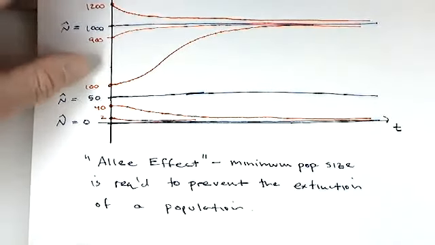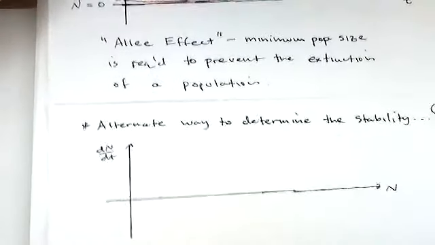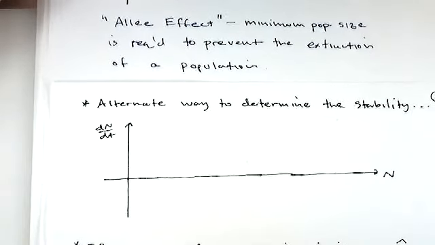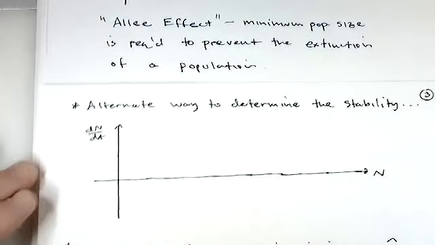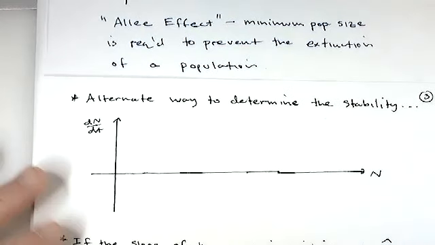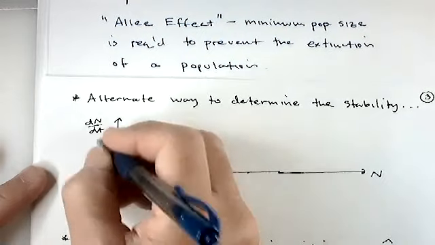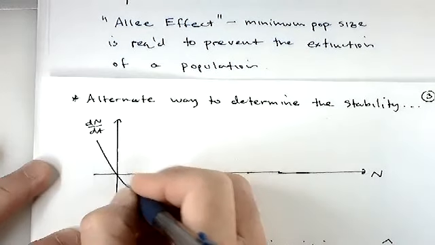Now, another way, which you did talk about, to determine the stability is with the derivative. And this is what you talked about in class as well. So I'll just use the same graph. My graph that I just graphed looks something like this.